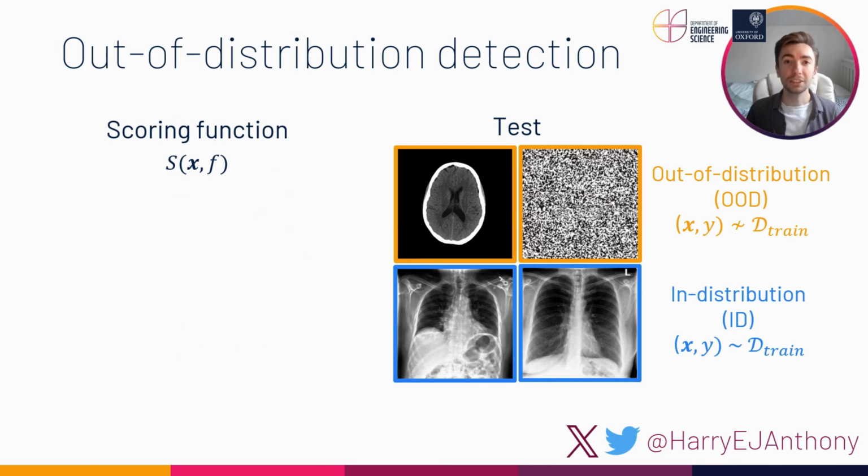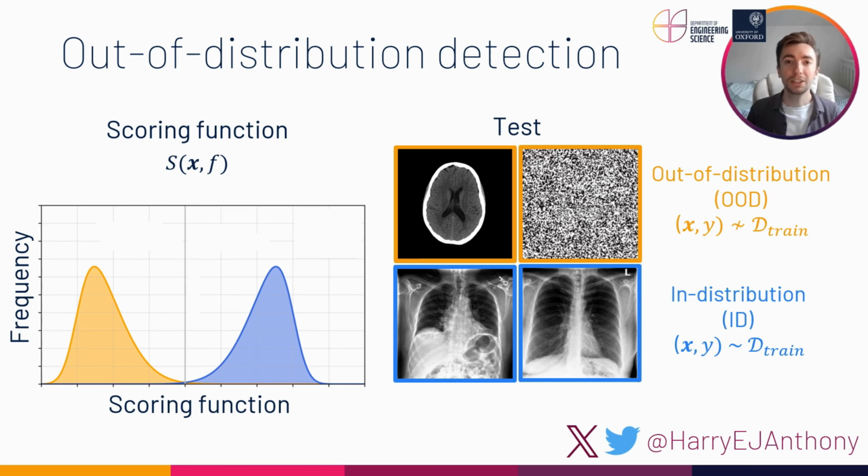Outer distribution detection can be thought of as developing a scoring function, dependent on an input image and a neural network. If we plotted such a function, we would want to see the distribution of OD images, shown in orange, separable from the distribution of ID images, shown in blue. We could then place a threshold given by tau, and say everything below that threshold is outer distribution, and everything above that threshold is in distribution.